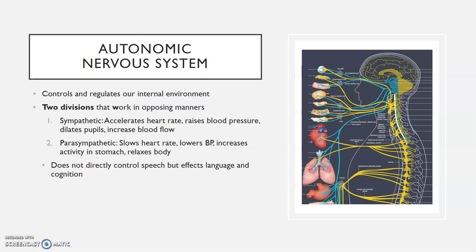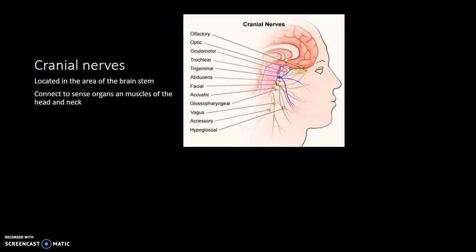Now the cranial nerves are located in the area of the brainstem, so they enter and exit at the base of the skull at the area of the brainstem. Remember, we have the midbrain, the pons, and the medulla, and each of those areas has corresponding cranial nerves that enter and exit.